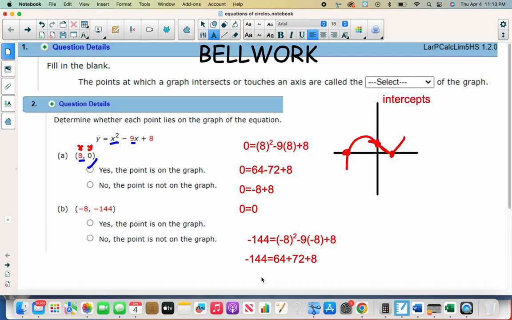Well, I don't even have to do the math. I can tell that this is not going to be true because this 64 plus 72 plus 8 is going to be a positive answer, and the left side is going to be a negative answer. But just in case, we're going to end up getting negative 144 equals a positive 144. Are those two things the same? No, they are not. So then we would say this point does not lie on the graph. All right, so that's how we check to see if points are on the graph. If you can plug them into the equation and the equation holds true.